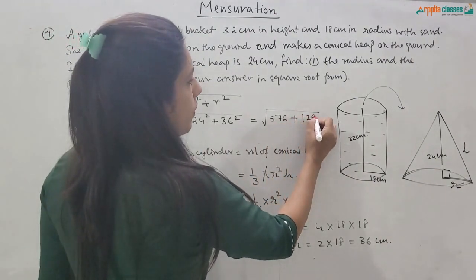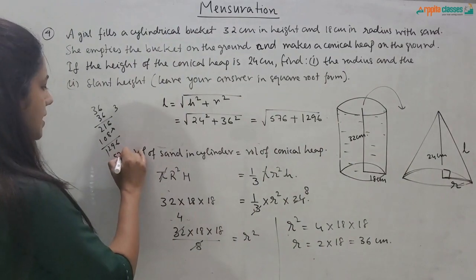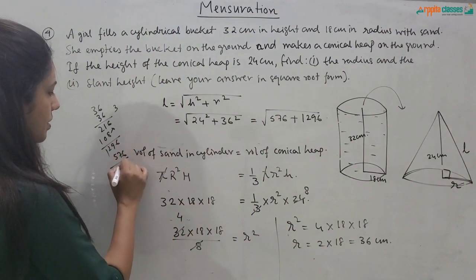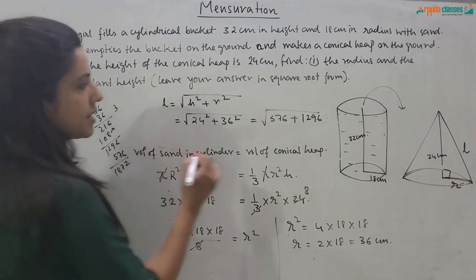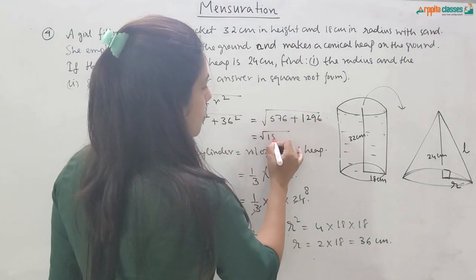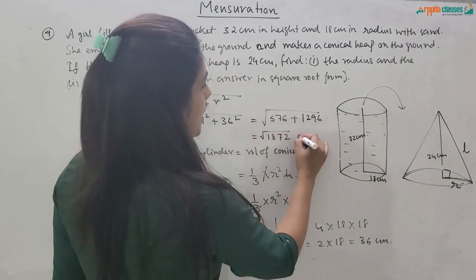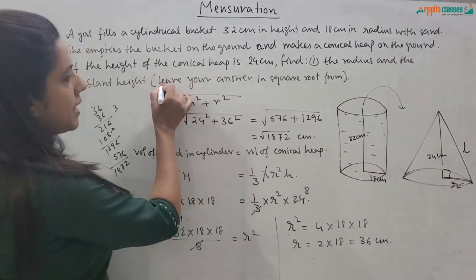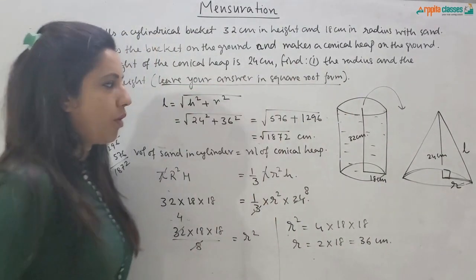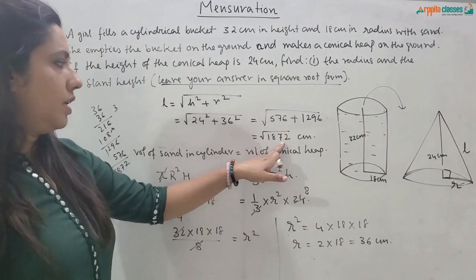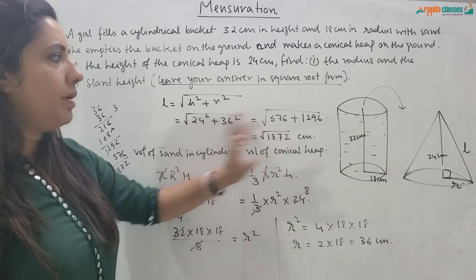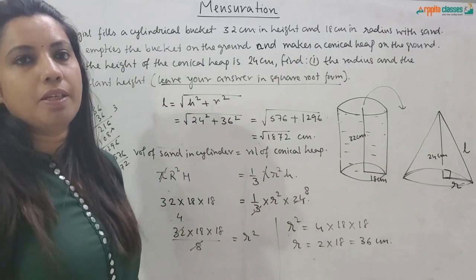1296 plus 576 is 1872. So the answer will be root of 1872 centimeter. They are saying to leave the answer in square root form, so we can leave the answer here. The slant height of the figure will be root of 1872 centimeter.